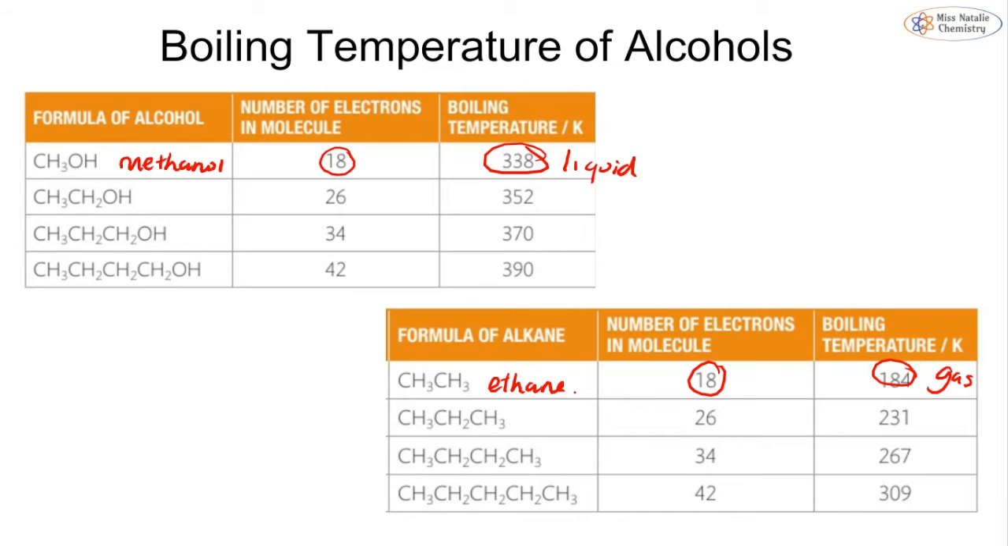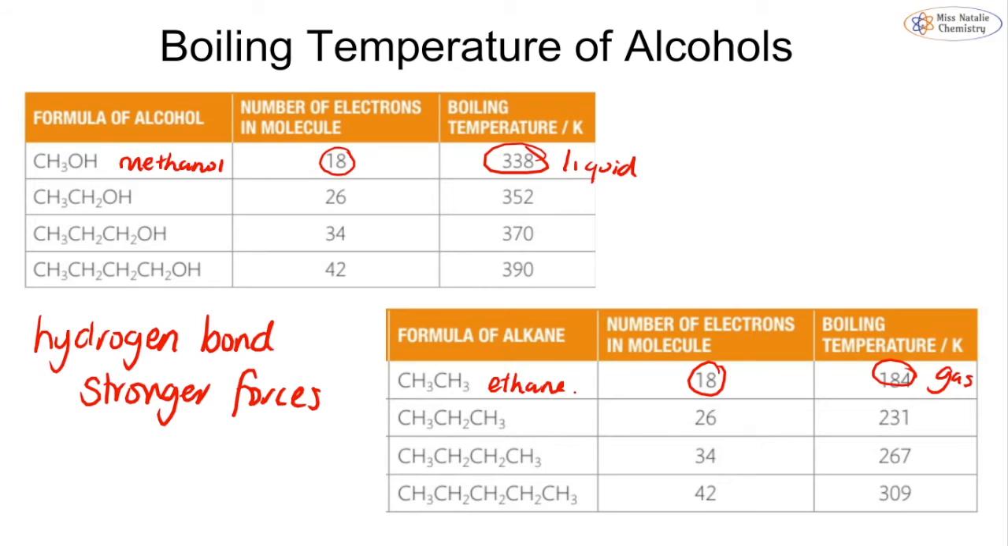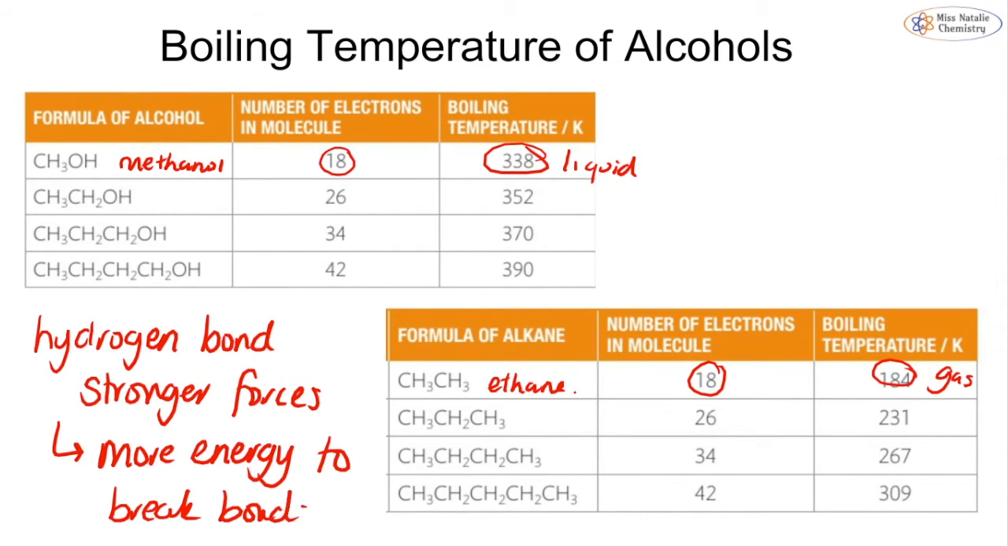Because we have this hydrogen bond, which is a stronger force, we need more energy to break the bonds. So of course we're increasing our intermolecular forces, requiring more energy, causing our higher boiling point.